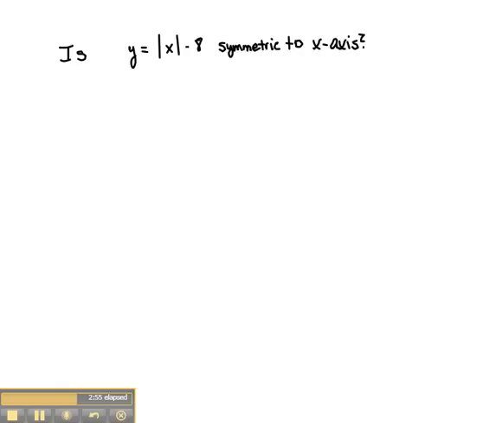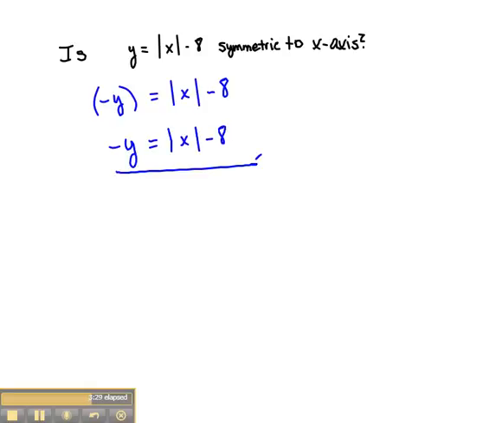Now the next part of the problem is asking you for symmetry. So we need to know, is this equation symmetric to the x-axis? Well, in your definition of symmetry, it said that to try and show this, you have to replace the y value with negative y. So let's do that. Instead of y, we'll put in negative y equals the absolute value of x minus 8. Now, there's nothing really that we can do to simplify this. This is not the same equation that we started with. It's something completely different. So no, there is no symmetry with respect to the x-axis.